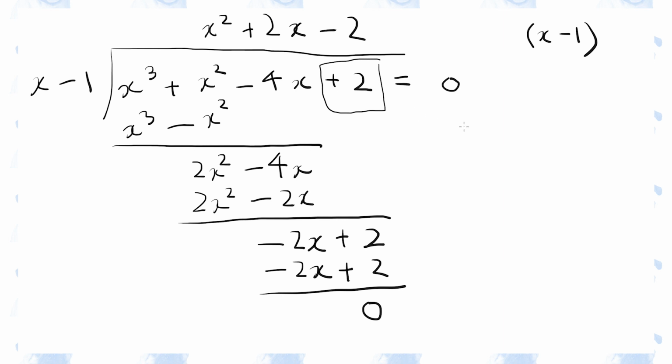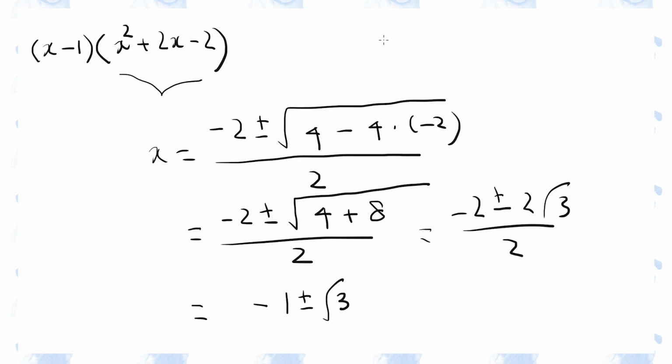So this equation is equal to x minus 1 times x squared plus 2x minus 2. Now, let's use the quadratic formula to solve this part. Therefore, the solutions are plus 1 and minus 1 plus or minus root 3.